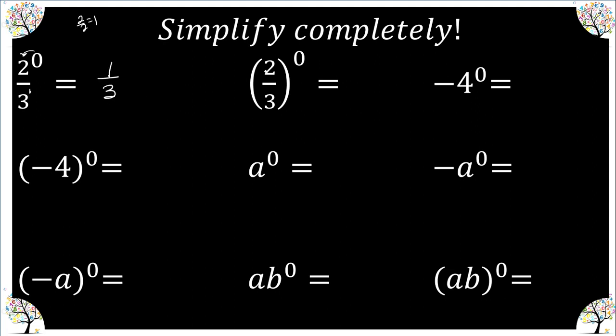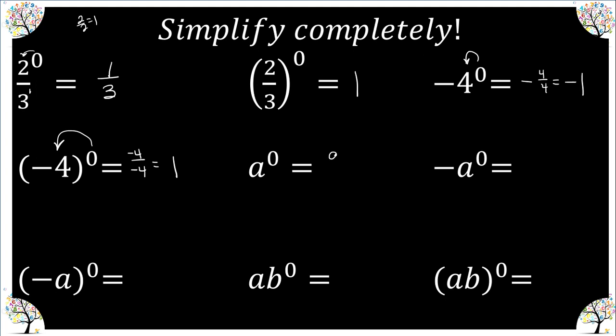In this example, the entire fraction, the 2 and the 3, is raised to the 0, so the entire expression is 1. So notice the difference between these two. In this problem, we have negative 4 to the 0. The 0 is only applied to the 4. So we have this negative, and then we have like 4 over 4. So we end up with negative 1. In this example, we have negative 4 raised to the 0. The 0 is applied to the negative and the 4. So my base is negative 4 here, and we get a positive 1.